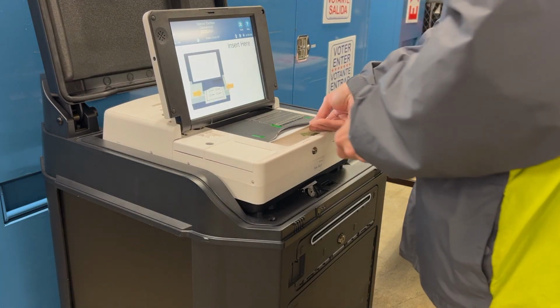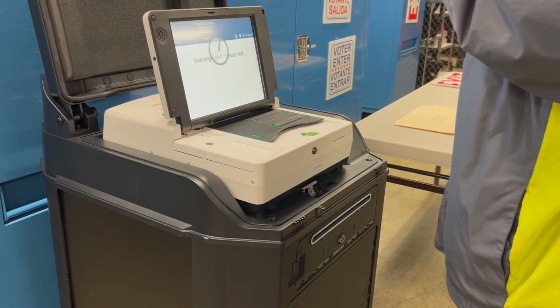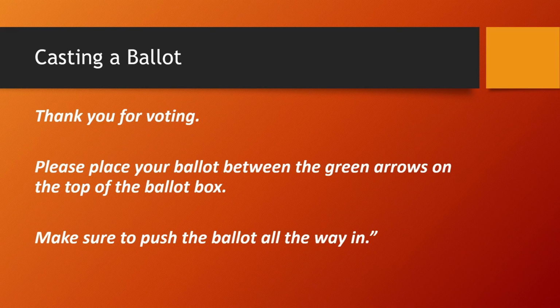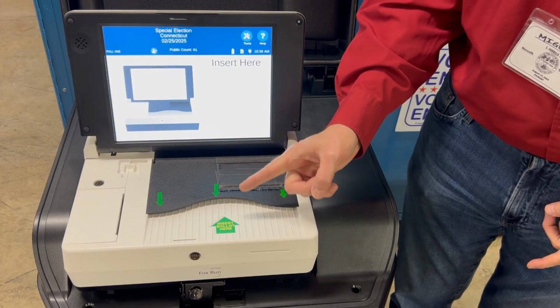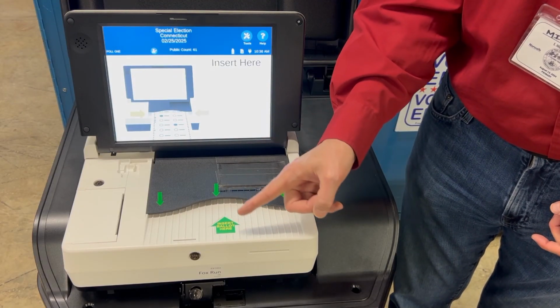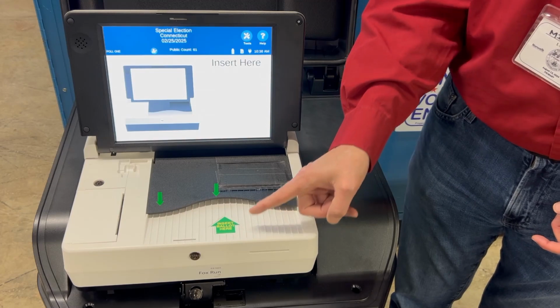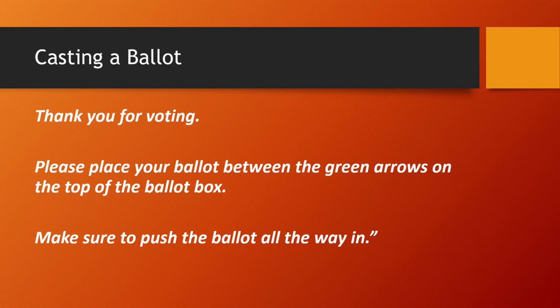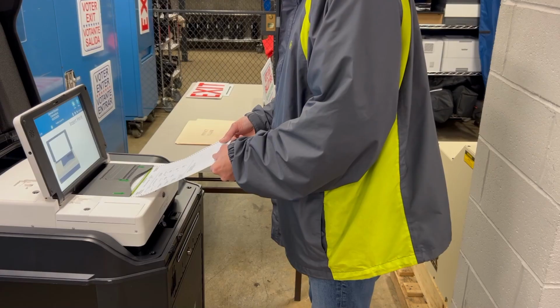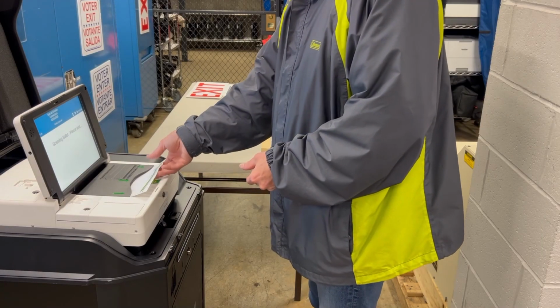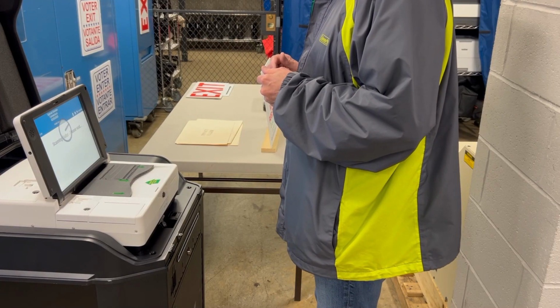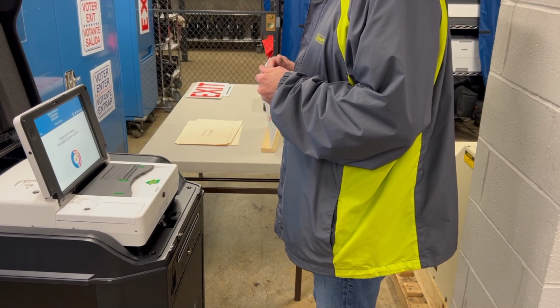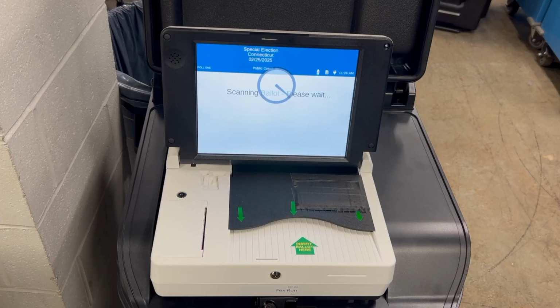The tabulator tender should direct them to insert their ballot by saying, "Thank you for voting. Please place your ballot between the green arrows on top of the ballot box, below the small arrows, and above the large green arrow. Make sure to push the ballot all the way in." The elector will place their ballot in the tabulator between the green arrows. The tabulator will report that the ballot was accepted.